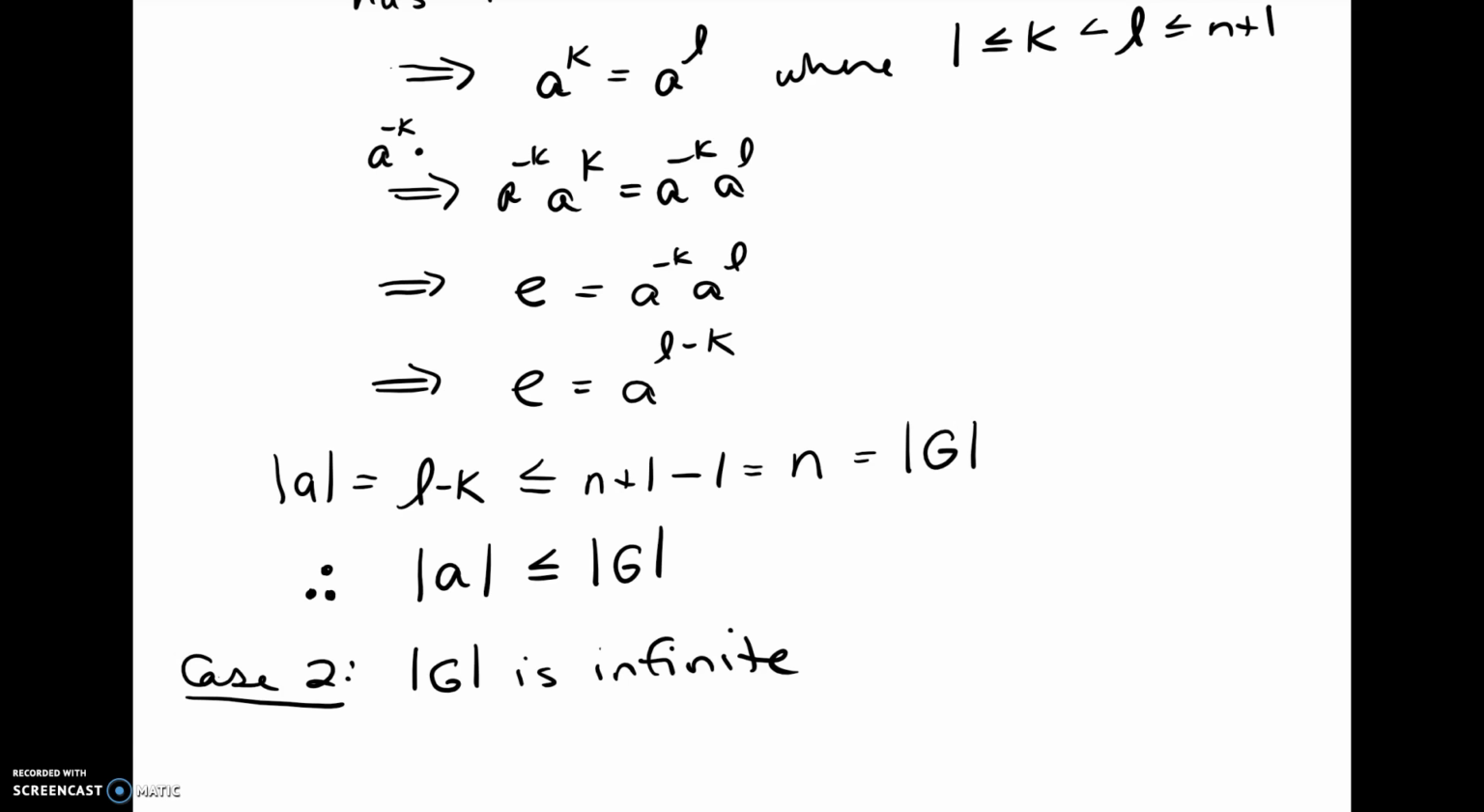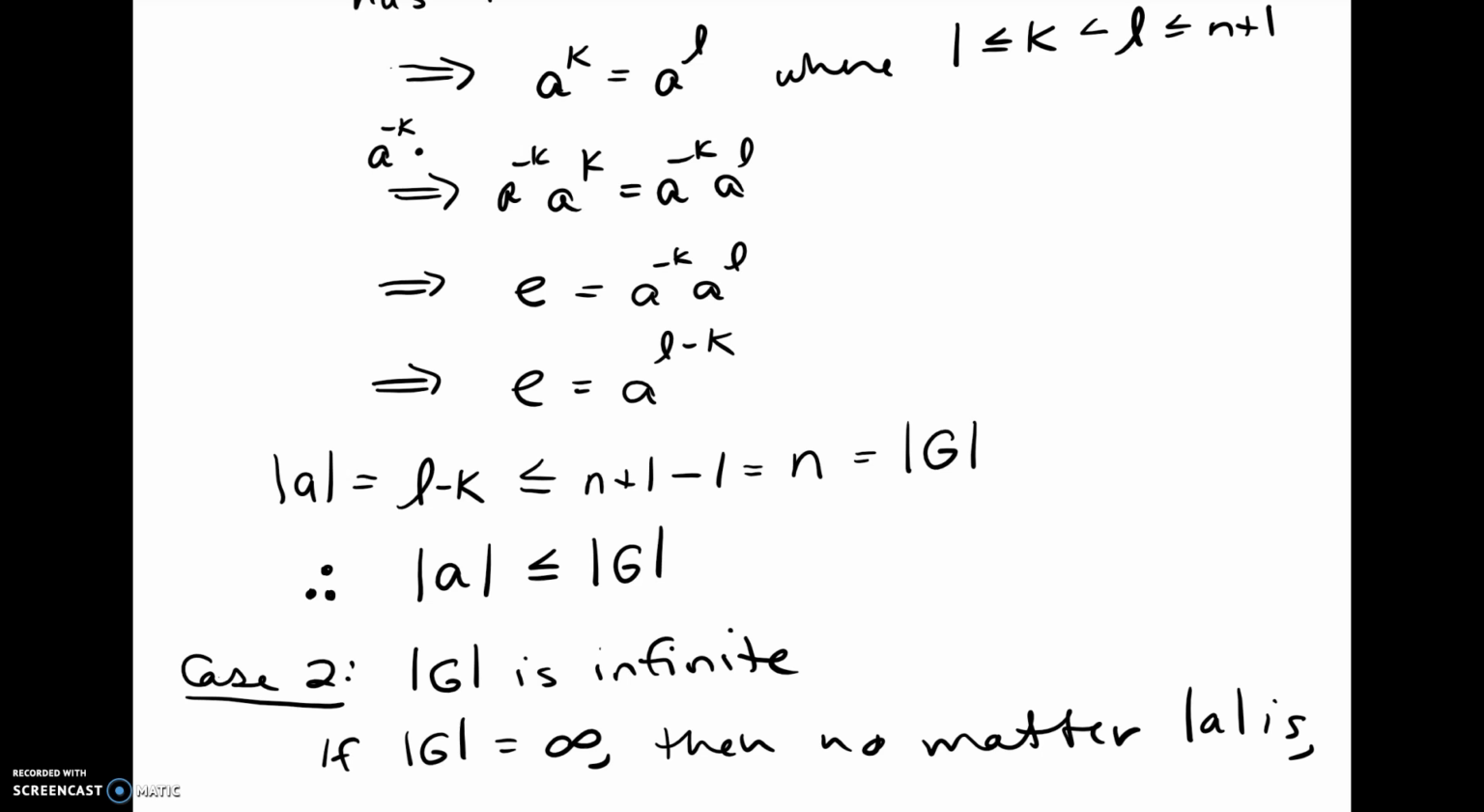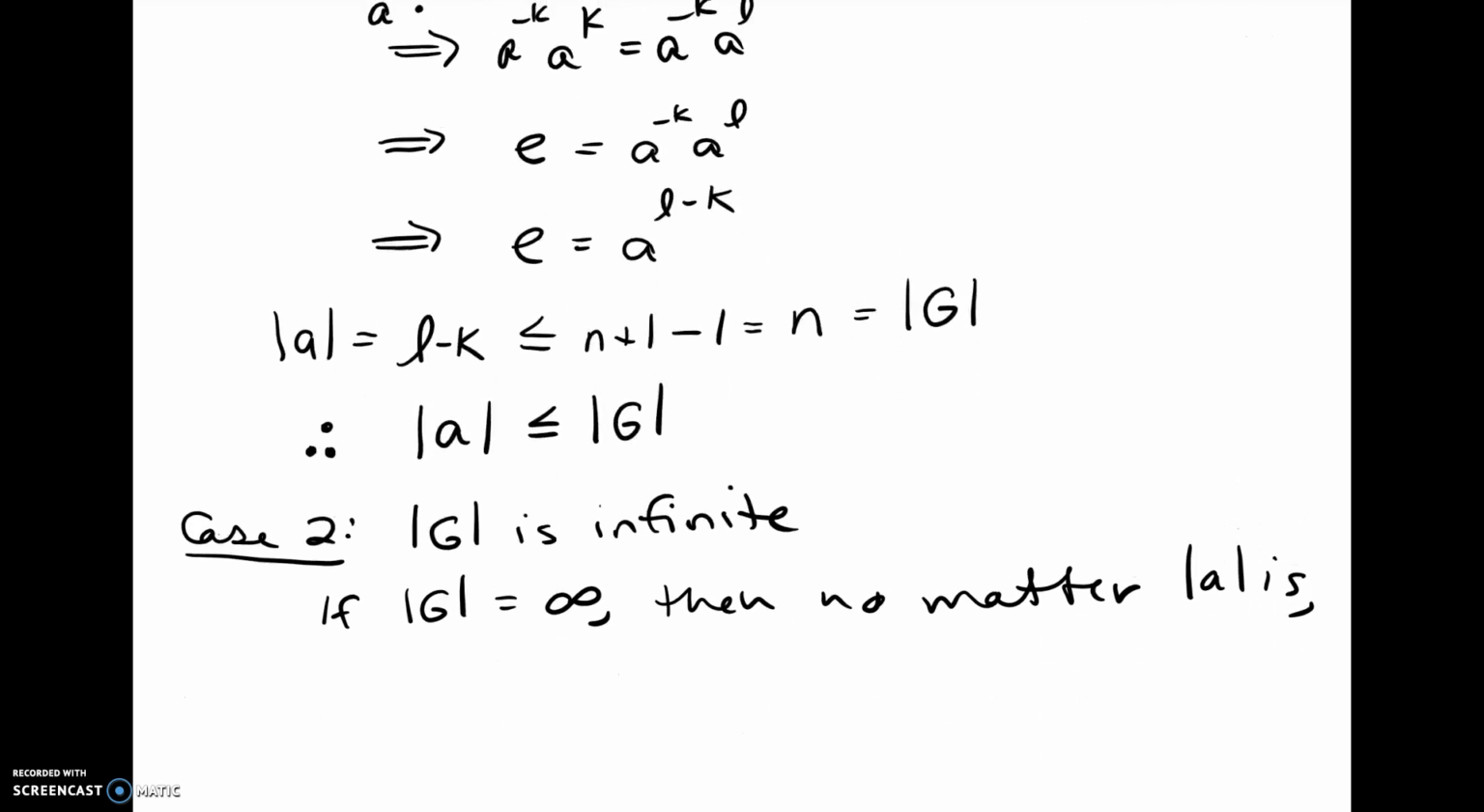All right, so it's considered trivial because if the order of G is infinity, then no matter what the order of a is, it must be less than or equal to infinity. That just makes sense, right?